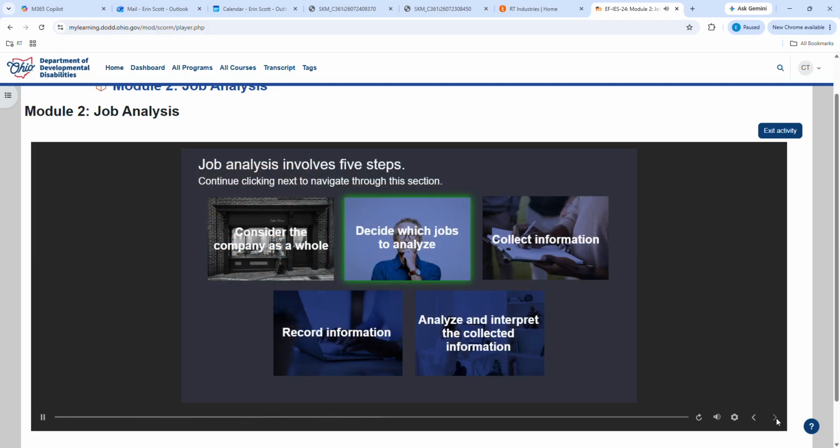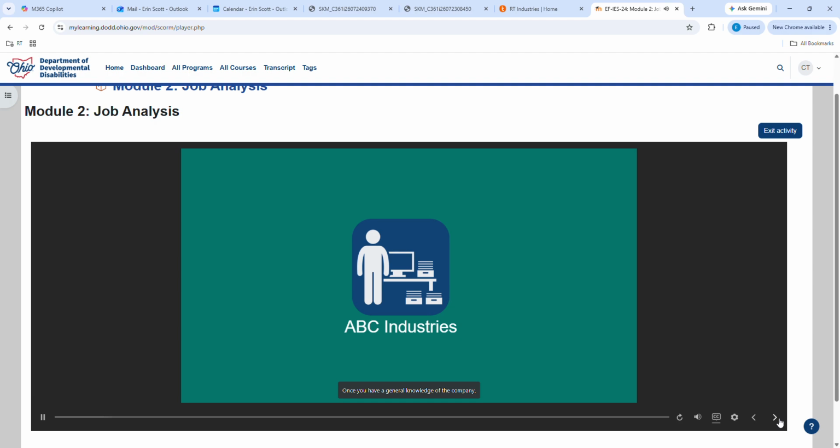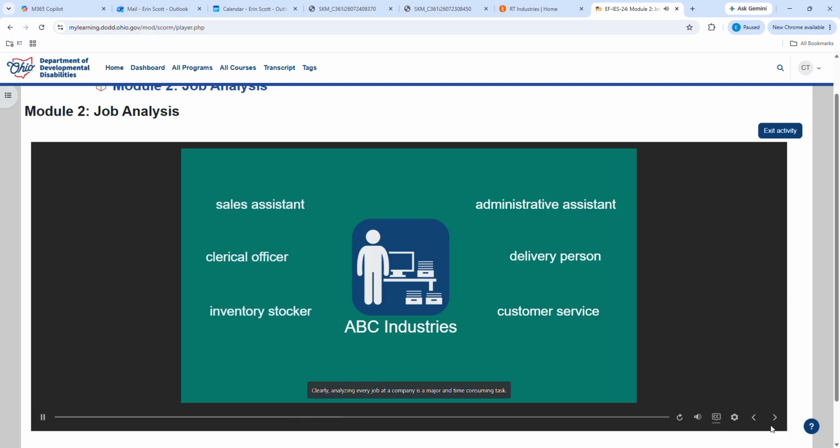Decide which jobs to analyze. Once you have a general knowledge of the company, including its products, processes, and job opportunities, you can then decide which jobs to analyze. Clearly, analyzing every job at a company is a major and time-consuming task. Instead, be selective and focus on jobs that offer the best opportunities for people with disabilities.